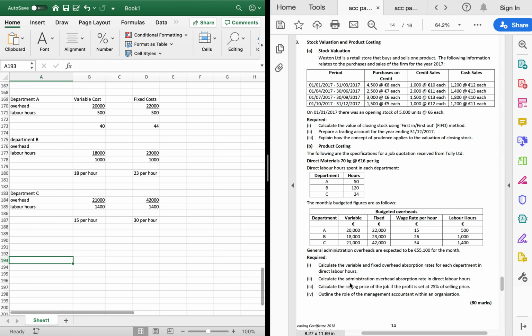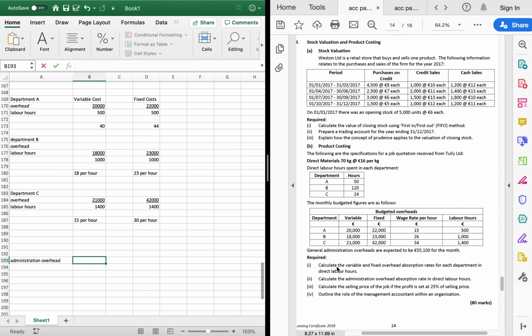Part B then, it says calculate the administration overhead absorption rate in direct labour hours. Now, administration is for the entire business. So if you take administration, say for the school, the administration staff would be in the office. They work for everybody. It wouldn't be for the sports department, or for the teaching department or the maintenance department. They just work for everybody.